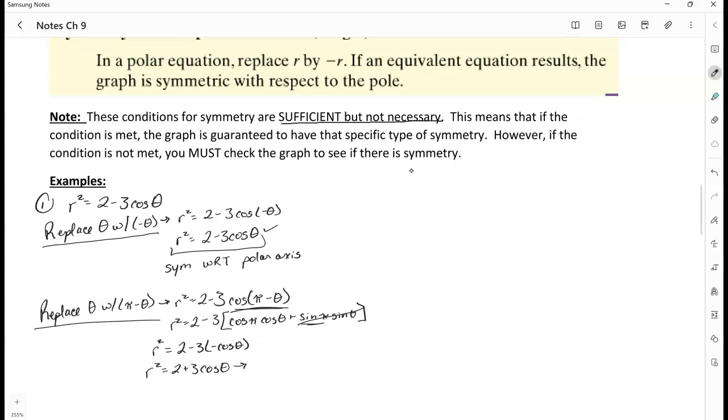Okay, that is not the same thing that we started with. So we would say the test fails.